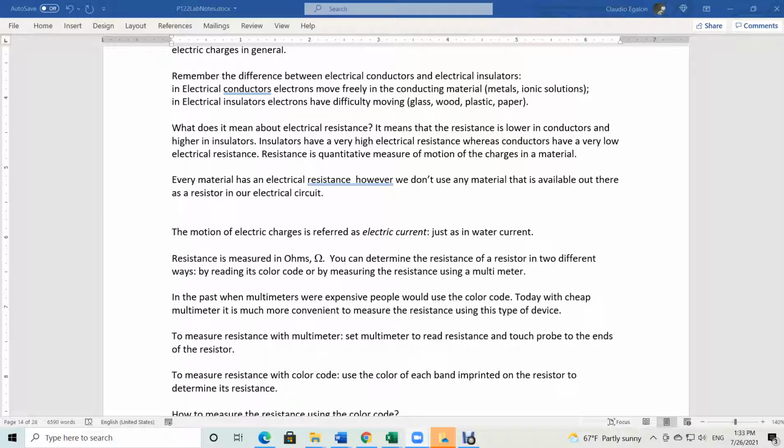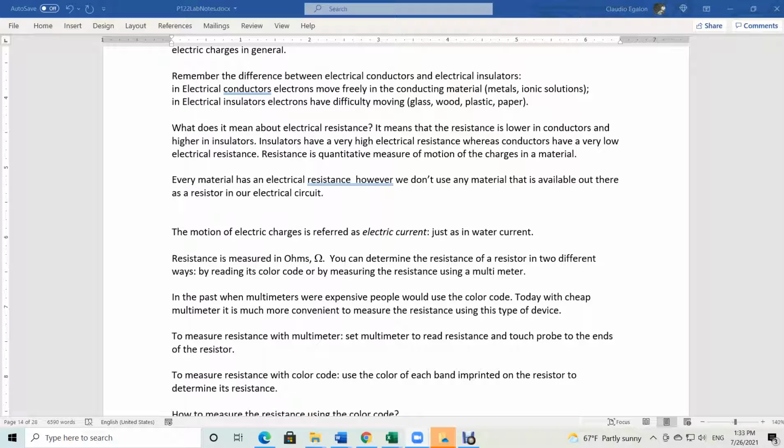I go ahead and measure the resistance. Don't forget, I change the multimeter to measure resistance, ohms. If I take my keys, I'm going to measure the resistance between this point and this other point in my key.